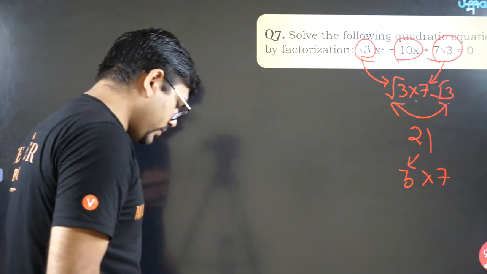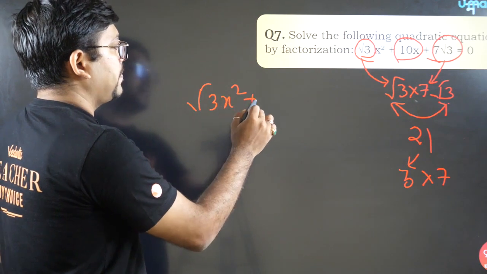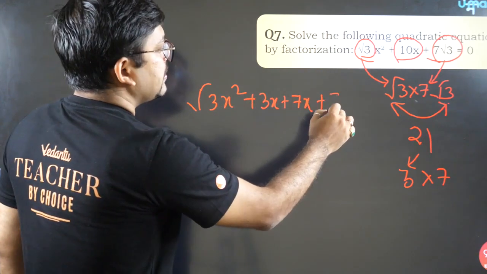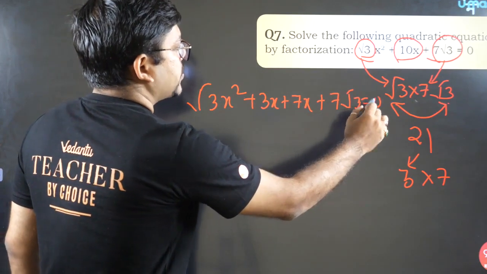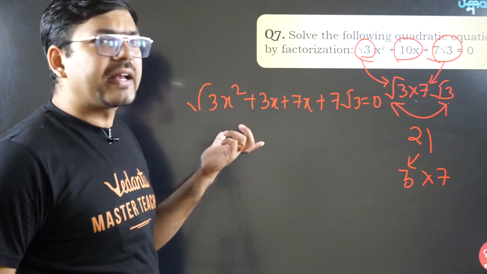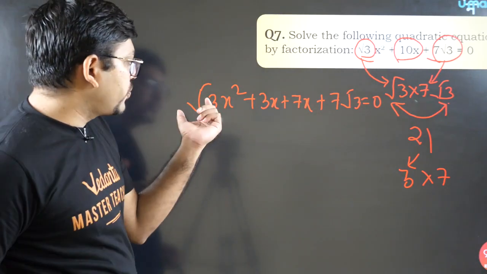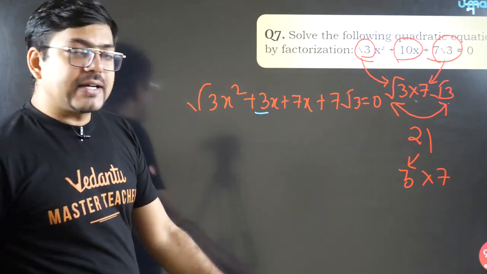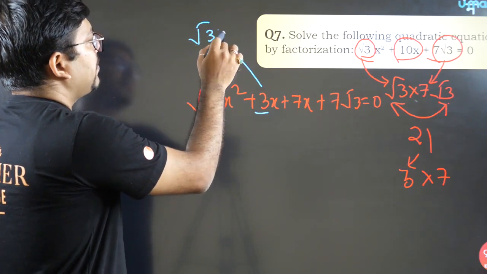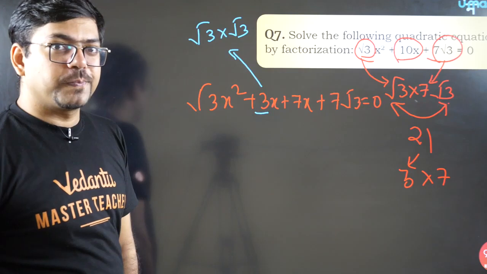So if you write it down, you will be writing root 3x square plus 3x plus 7x, and then plus 7 root 3 equals 0. Now you have to do just simple taking out the common, isn't it? Let's try that as well. So root 3, you have to understand here that in this 3 you have two root 3's. Why I am saying that? Because root 3 into root 3 can be written as equal to 3, isn't it?